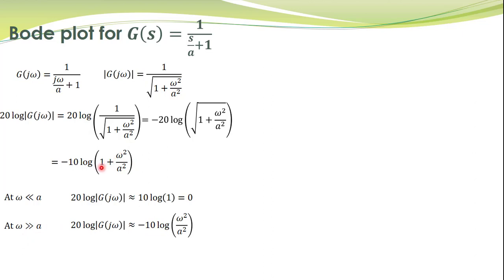You can ignore the plus 1 from here, and then you get this expression, in which these terms can be taken outside. You have minus 20 log of omega over a, which can be written in this particular form. That is, again, you have an equation of a straight line. You already know that equation, y is equal to mx plus c. So this slope is minus 20. This log of omega is on the horizontal axis, and this is the intercept on the vertical axis.